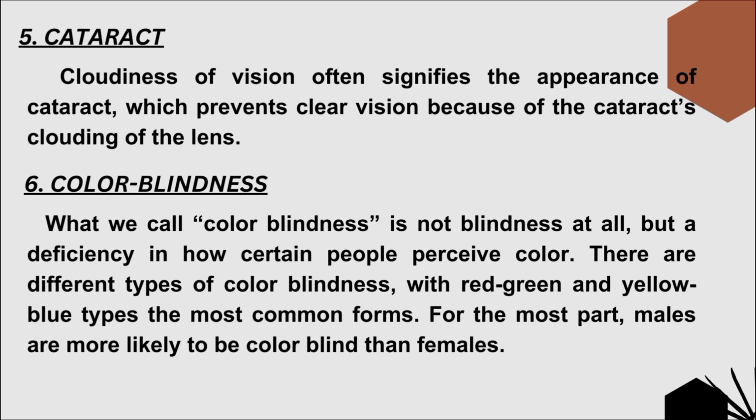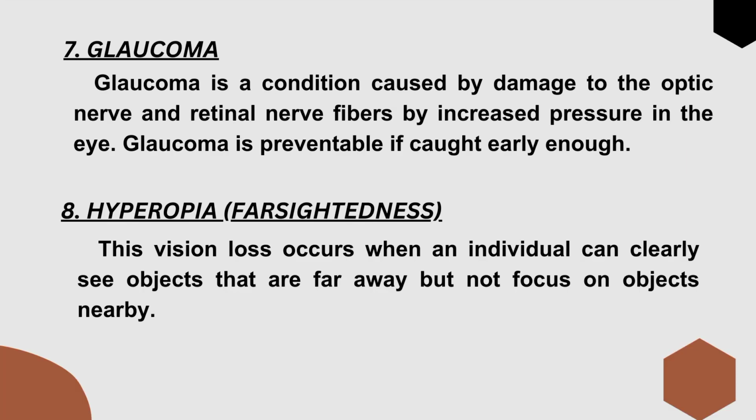Color blindness, where the person can't identify the right color. For example, we see red but they see green or another color. This is because the X chromosome of males is responsible for color blindness. Glaucoma is a condition caused by damage to the optic nerve and retinal nerve fiber by increasing pressure in the eye. Glaucoma gradually takes away your vision, so you can no longer see well.